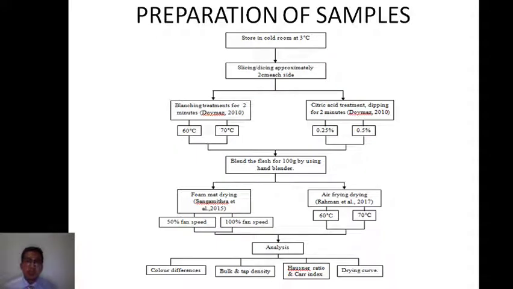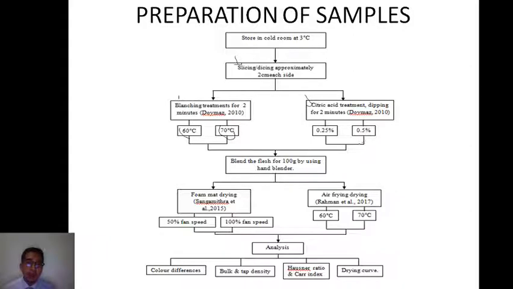For preparation of samples, the samples were sliced and diced into 2 centimeters each side. Then they undergo the pretreatment process, which is blanching and citric acid. For blanching, the parameters are 60 degrees Celsius and 70 degrees Celsius. For citric acid treatment, the parameters are 0.25% concentration and 0.5% concentration.